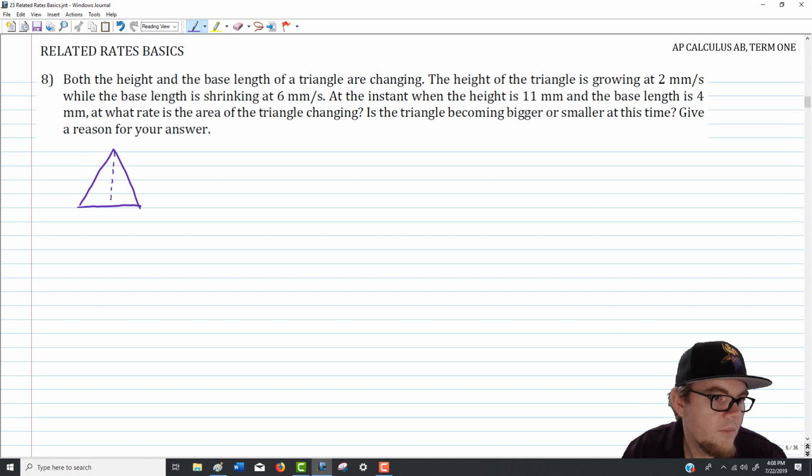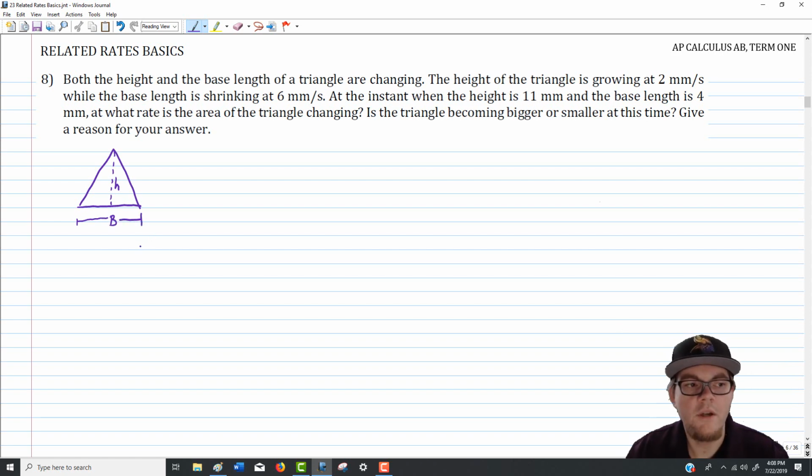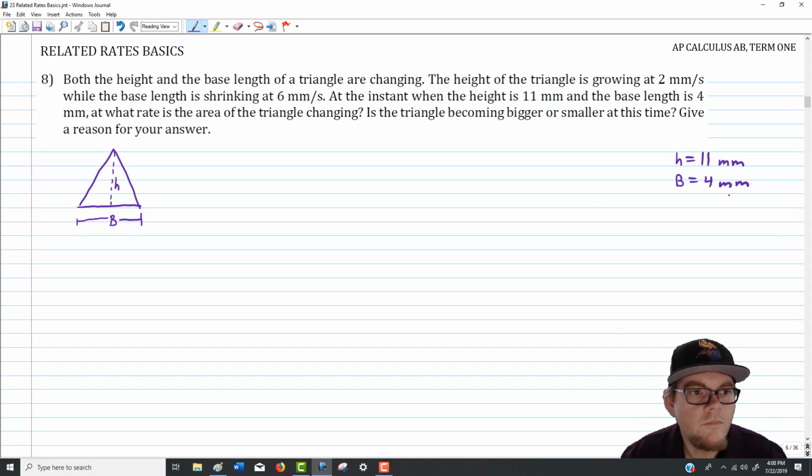They're telling us some information about its height, so I'm going to give a variable h for the height. And then they're talking about its base, so I'm going to call that base b. Again, this is just me getting my mind around what's actually going on. The next part says at the instant when the height is 11, so we can start filling in some information here. The height is 11 millimeters. The base length is 4 millimeters.